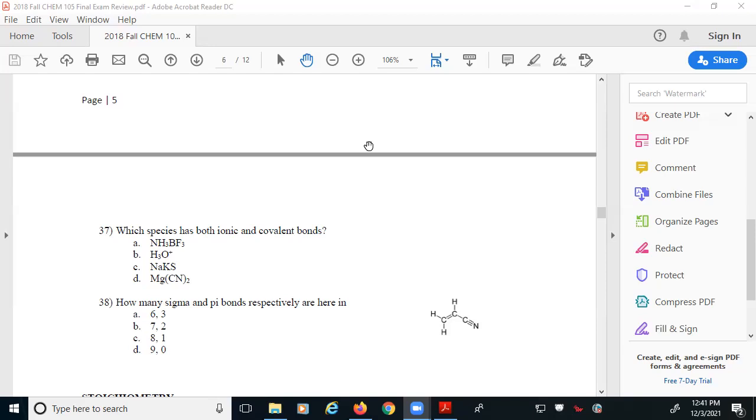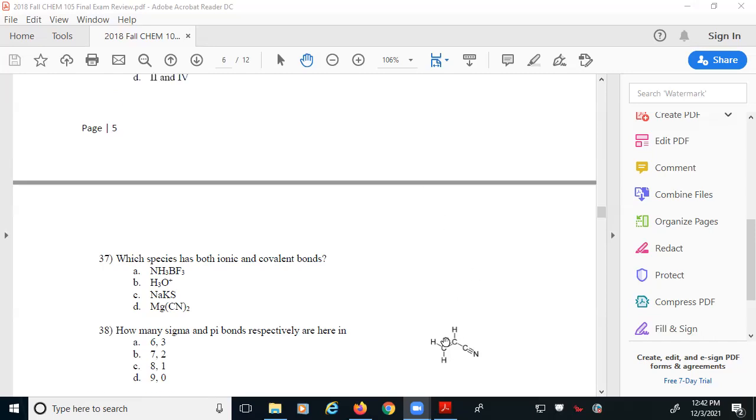The one that contains both is the magnesium cyanide. I've got the magnesium and the cyanide. There's my ionic attraction. And then I've got the covalent bond inside the cyanide ion itself. The carbon and the nitrogen are covalently bonded together. So covalent inside of the cyanide, ionic in the attraction between the magnesium and the cyanide. Right. Number 38. How many sigma and pi bonds are represented in this molecule?